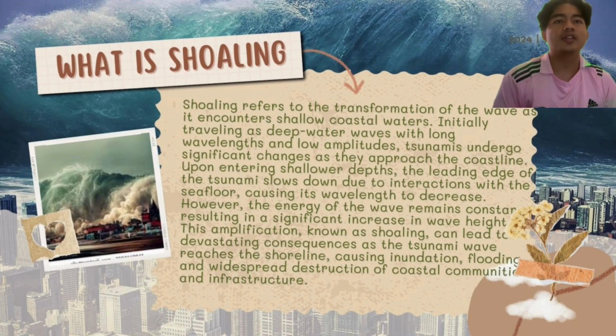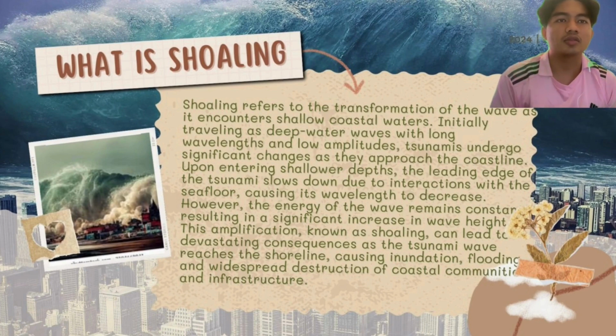Tsunamis undergo significant change as they approach the coastline. Upon entering shallower depths, the leading edge of the tsunami slows down due to interaction with the seafloor, causing its wavelength to decrease. However, the energy of the wave remains constant, resulting in a significant increase in wave height.